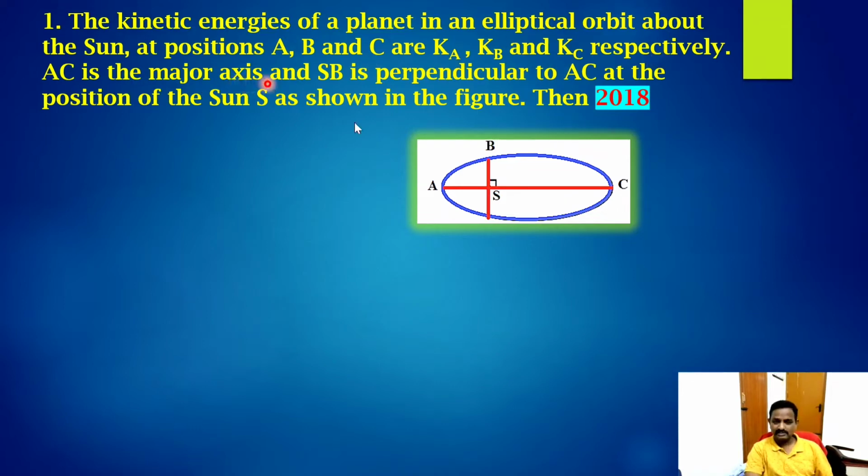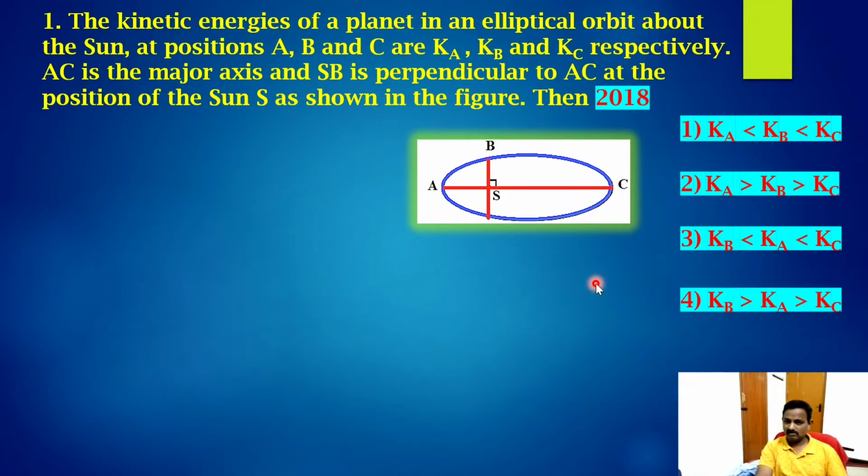AC is the major axis here. BS is the minor axis. Here SB is perpendicular to AC, at the position of the Sun, as shown in the figure. This question was given in 2018.